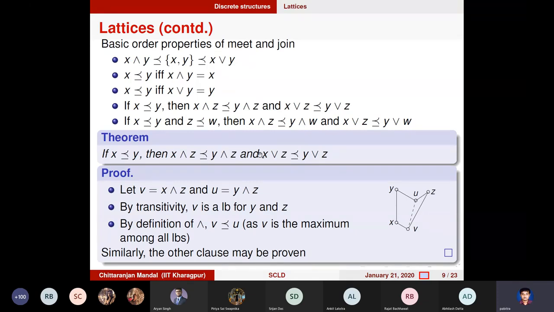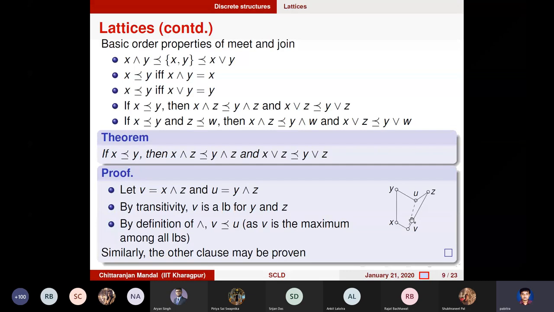Let's try to prove one of them. This says that if x is less than or equal to y, then for any other z, the join of x and z is less than or equal to the join of y and z, and similarly for the meet. It's easy to prove: let v be this meet and u be this join. By transitivity, v is a lower bound for y and z, and since u is the greatest lower bound, v will be less than or equal to u. So you look at this diagram and you can prove this. These are some basic properties.